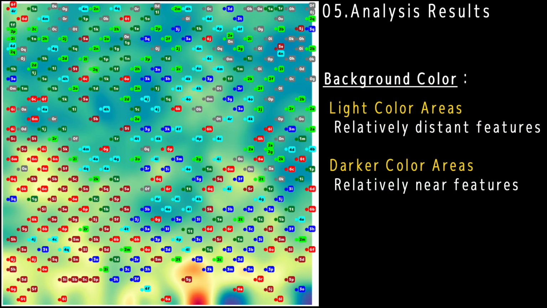Finally, I will discuss the background color of the SOM. Light background colors indicate that the features are far from each other. Conversely, dark background colors indicate that the features are close to each other. That's all for the basic explanation of SOM. Next, I will discuss the result of my analysis.